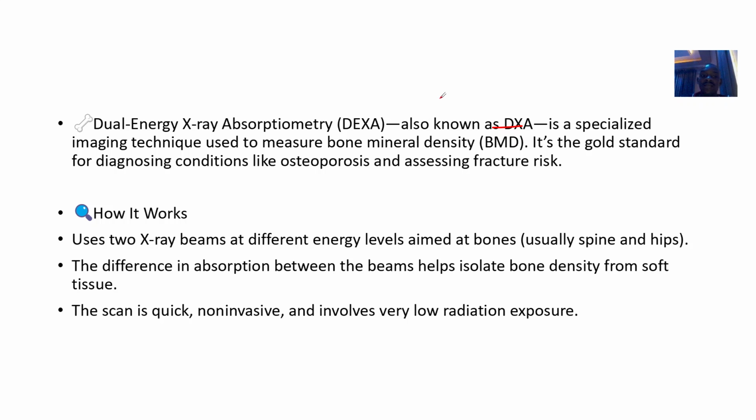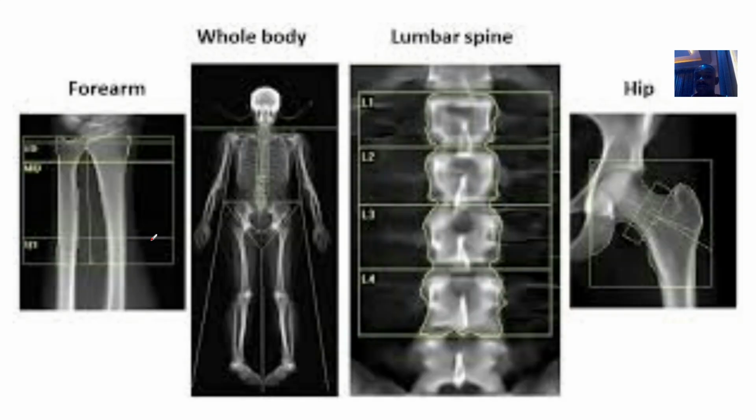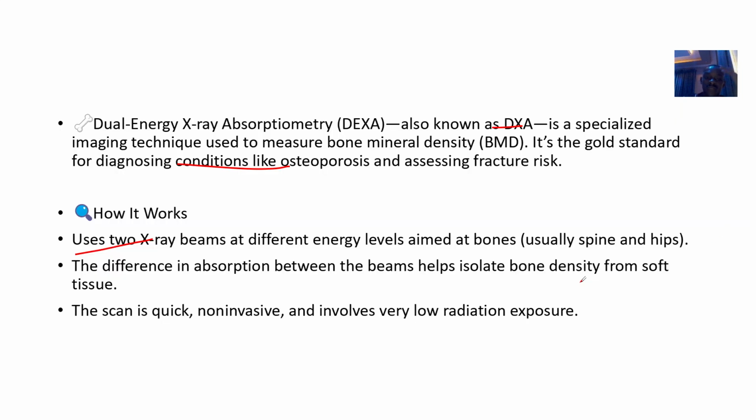So it's a gold standard for diagnosing conditions like what? Osteoporosis. The person has weak bones. So how it works, it uses two X-ray beams at different energy levels. You aim it at the bones. Mostly the bones they check are the bones of the spine or the hip. You can see that this is what? The lumbar spine. You can see that this is a hip bone. You understand? So the difference in absorption between the beams helps to isolate bone density from soft tissues. The scan is quick, non-invasive, and there's low radiation.